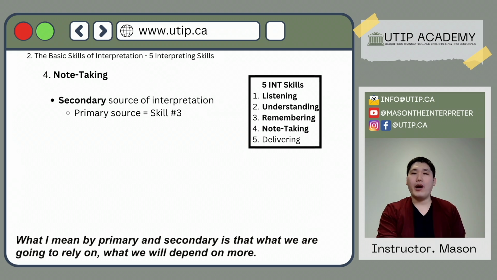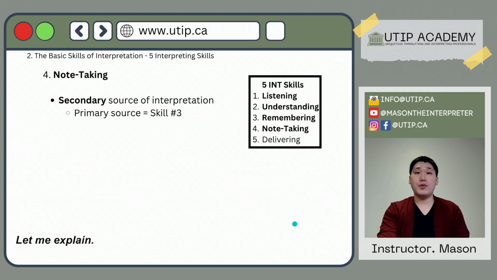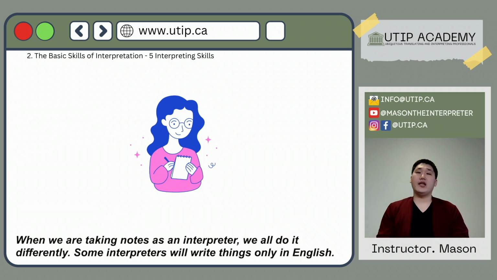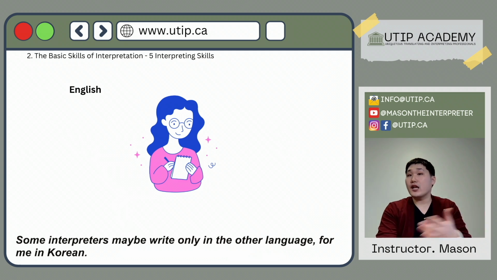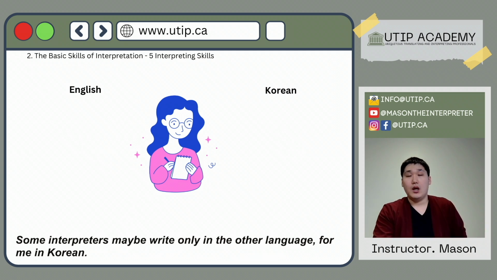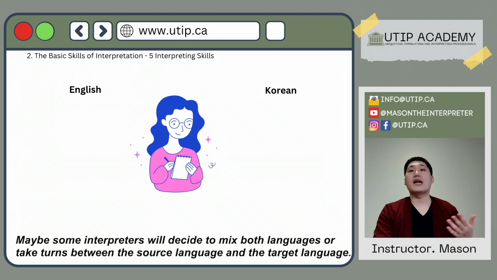What I mean by primary and secondary is that what we are going to rely on, what we will depend on more. Let me explain. When we are taking notes as an interpreter, we all do it differently. Some interpreters will write things only in English. Some interpreters maybe write only in the other language, for me in Korean. Maybe some interpreters will decide to mix both languages or take turns between the source language and the target language.